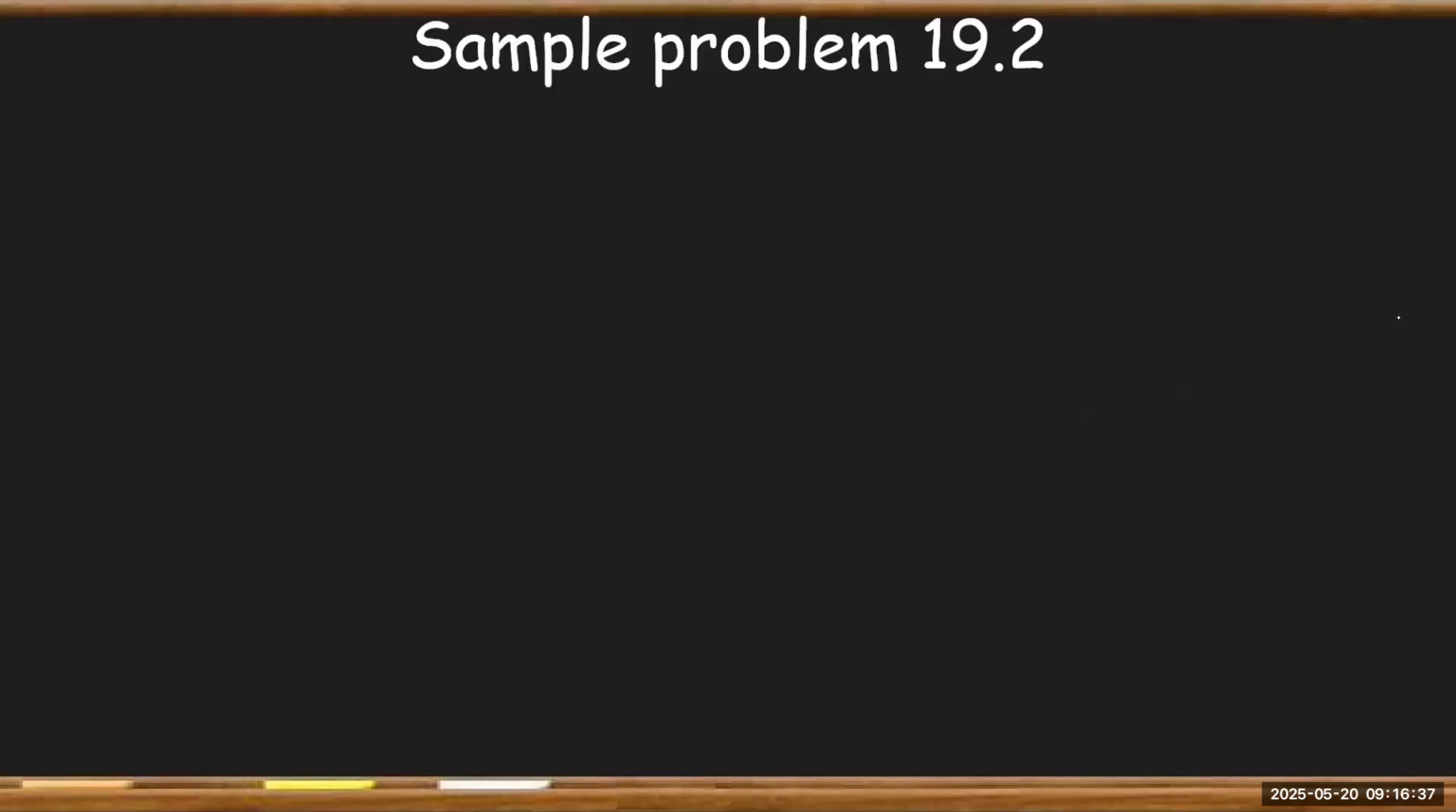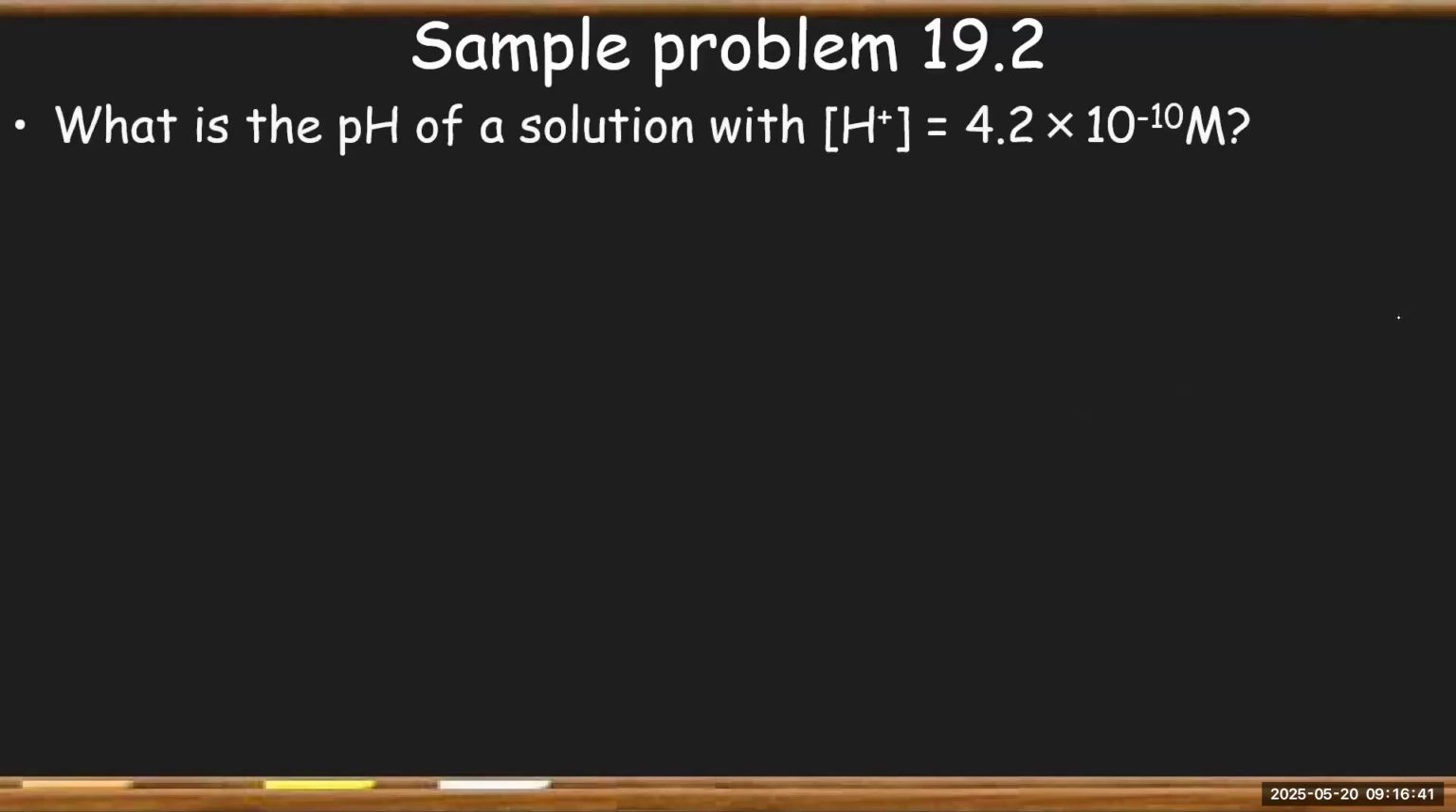Onward. Sample problem 19.2. Oh, we're in the textbook, kids. Let's do it. What is the pH of a solution with hydrogen? Oh, no, Mr. Kim, how do you do this without a calculator? You can, but you don't want to do that. In AP, I explain it, and even this year, when I explained it, kids' eyes were all glossed over. They looked like eyes at a fish market at H Mart. And I don't mean the live ones, I mean the dead ones.